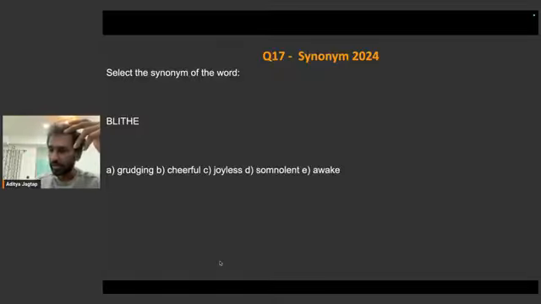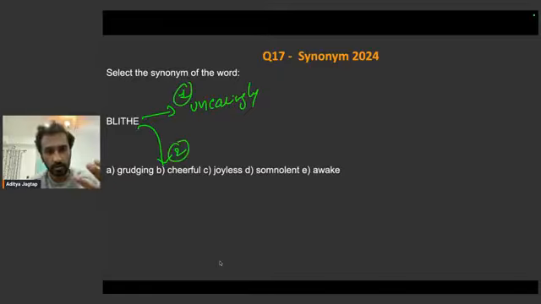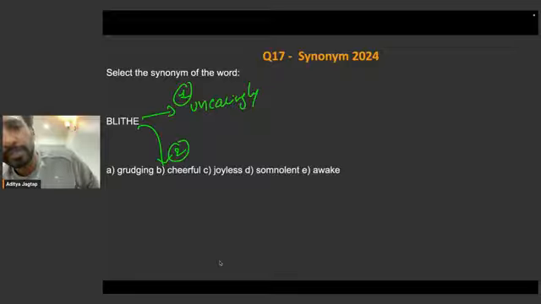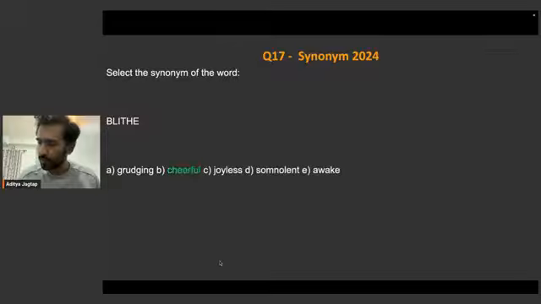So blithely could mean uncaringly, right? To blithely reply to someone, to blithely respond to someone, to not care. Or it could mean cheerfully. This is usually meaning one and this is meaning two. If you just Google the meaning of blithe, you'll get two meanings, but you'll not get grudging, joyless, somnolent, awake. So the right answer would be cheerful.